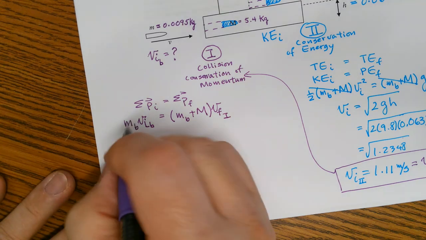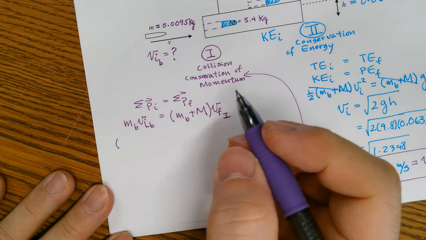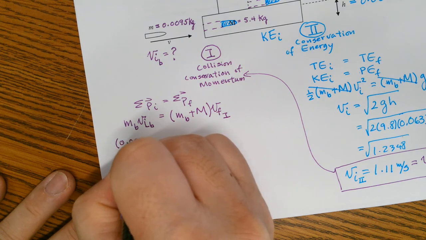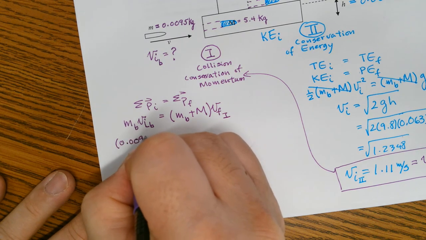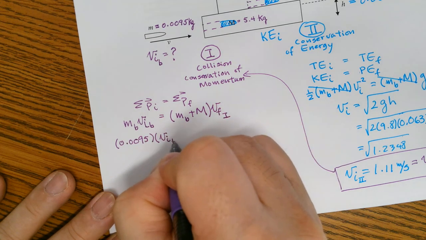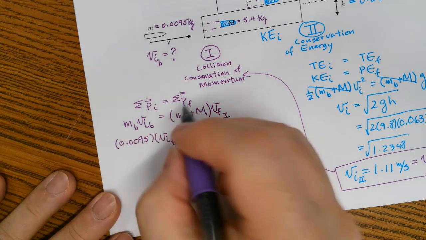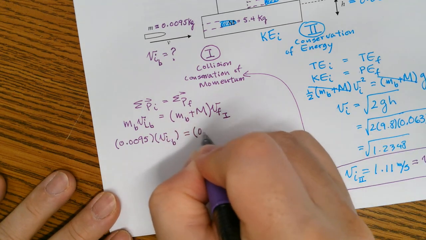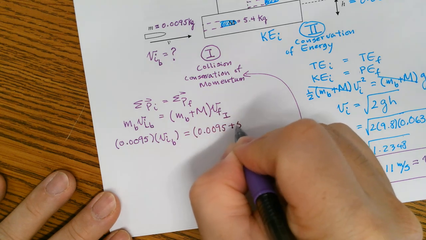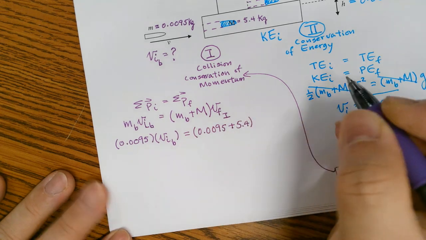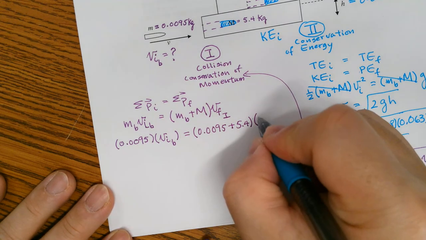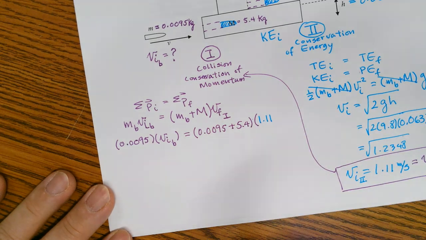So here, let's plug in some numbers. I have 0.0095 times V initial of the bullet, which is what we're looking for, must equal 0.0095 plus 5.4 kilograms times 1.11 meters per second.